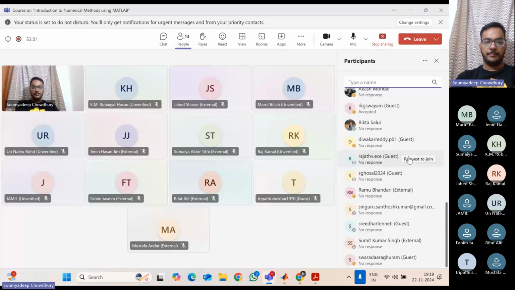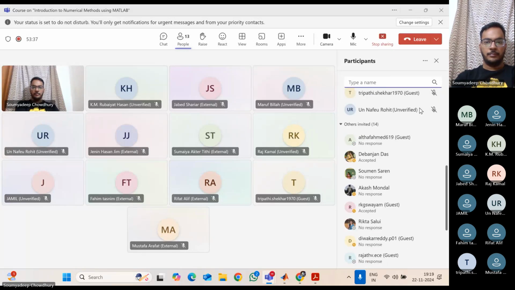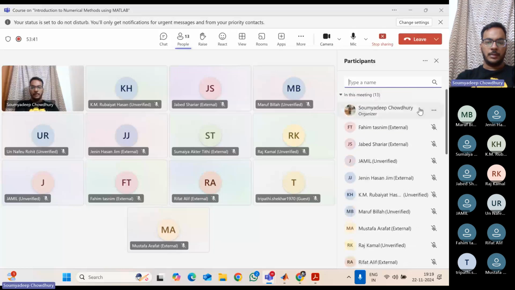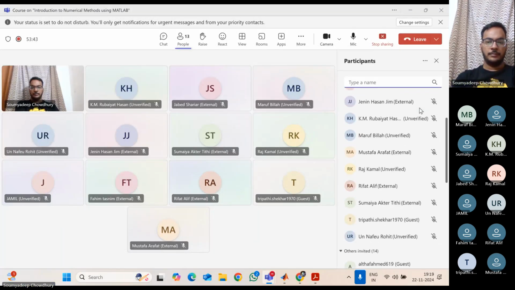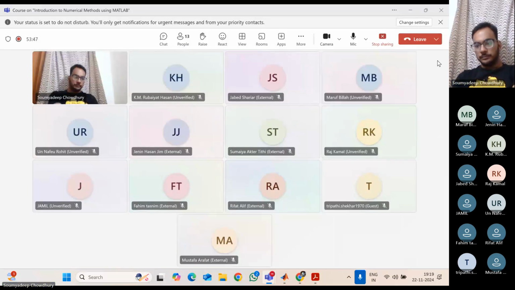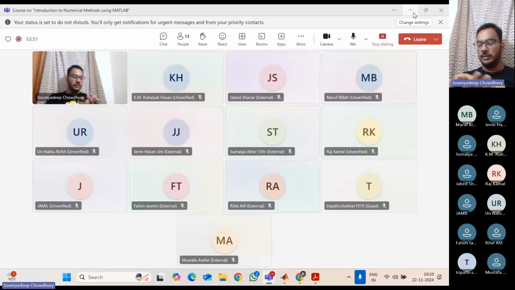Anyone else? Any other confusions? Anyone? No, sir. Okay. I'll share this code. You go through this code, and if you have any other doubts, you can get back to me.